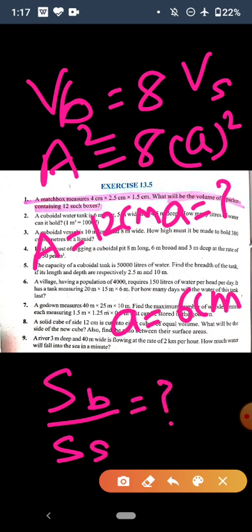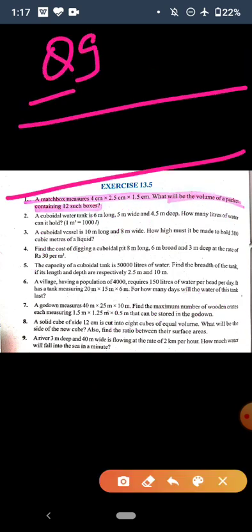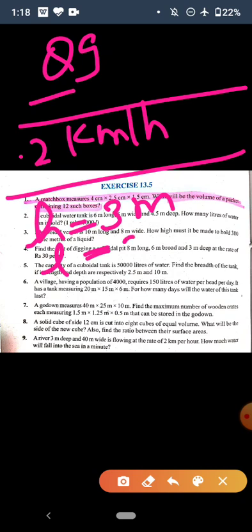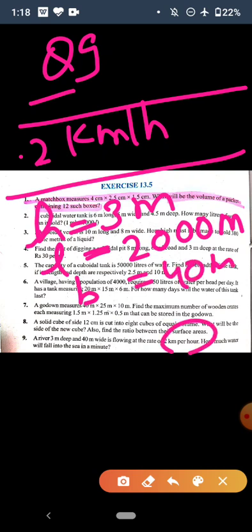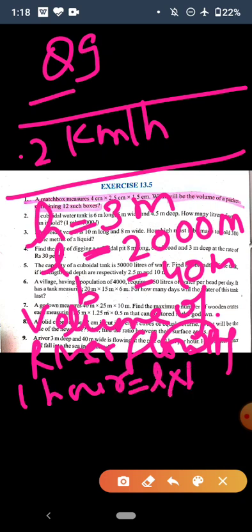Then question number 9. A river is 3 meter deep. So deep means height is given, and the speed is 2 km per hour. So you can take 2000 meter, and the breadth is 40 meter, and the time is 1 hour. So what is the volume of water flowing in 1 hour? You have to find it in a minute. Volume of river water flowing in 1 hour, that is L into B into H.